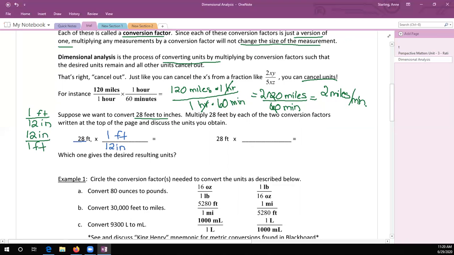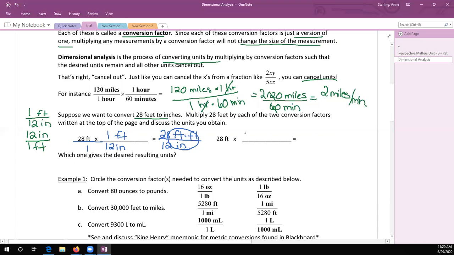Go straight across the top, so this is just over 1, and that gives me 28 feet times feet over 12 inches. Take a look at those units. Is that what I wanted at all? And the answer is definitely no, that is not what I wanted. The units didn't cancel out.